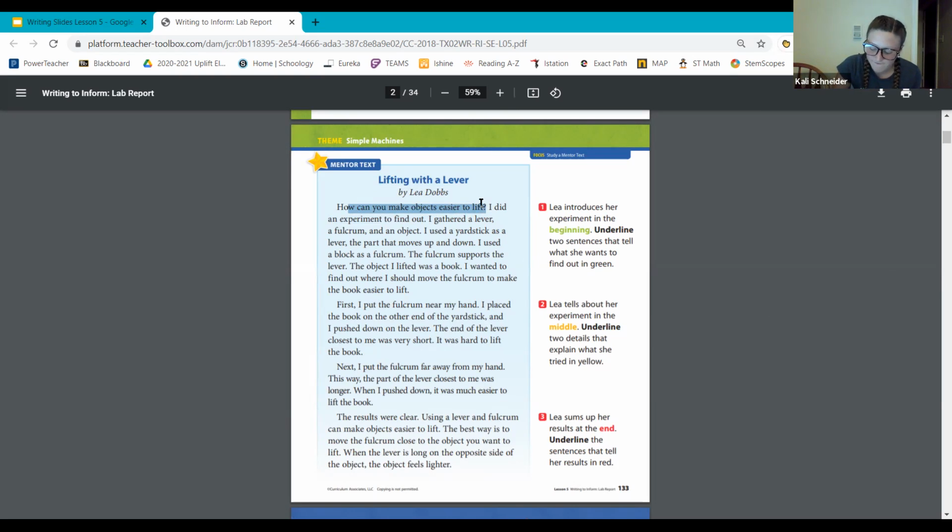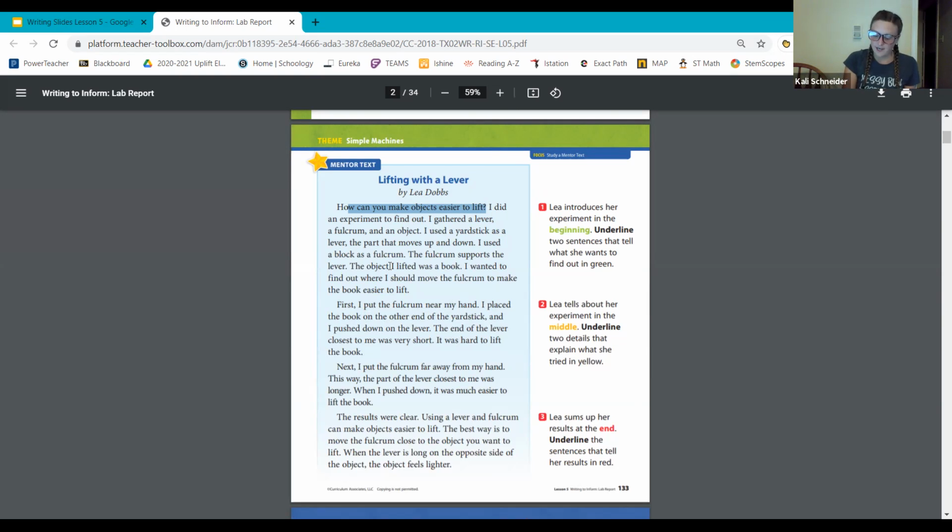Then what is the first step in her experiment? Well, I see in the text evidence, she says first. That is going to tell me the first step. The first step is I put the fulcrum near my hand. But before she's able to do that, she has to gather all of her tools, right? In order to do that, she had to gather all of her supplies that she needed to perform her experiment. State the experiment and gather it.